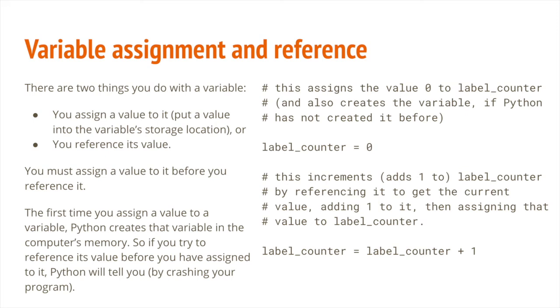The way the assignment statement works is everything on the right-hand side is evaluated. The value is computed. Which means in this case, we pull the value out of the label counter storage location, which is 0, and we add 1 to it, and then we store that value back into the label counter storage location using the assignment operator. So we have both referencing the label counter and then assigning a new value to label counter.